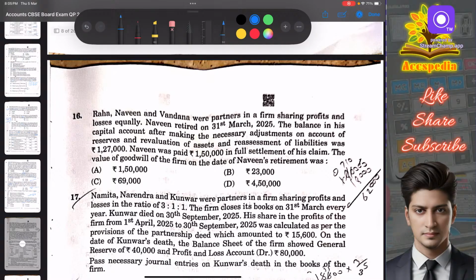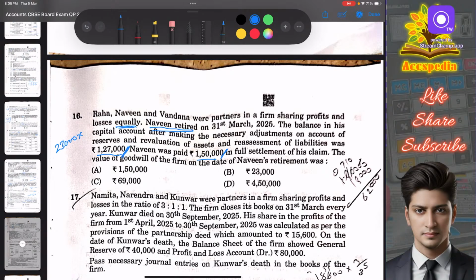Raha, Naveen and Vandana are partners, and the profit sharing ratio is equal. Naveen retired on 31st. The balance in the capital account after making necessary adjustments on account of reserves, revaluation of assets and reassessment of liabilities was 1,27,000. Naveen was paid 1,50,000 in full settlement of his claim. We need the value of the goodwill of the firm. The difference is the hidden goodwill of Naveen, that is 1,50,000 minus 1,27,000, which is 23,000. Because the adjusted capital came to 127, but we settled him 150, the 23,000 additional amount given to him is the goodwill of Naveen.